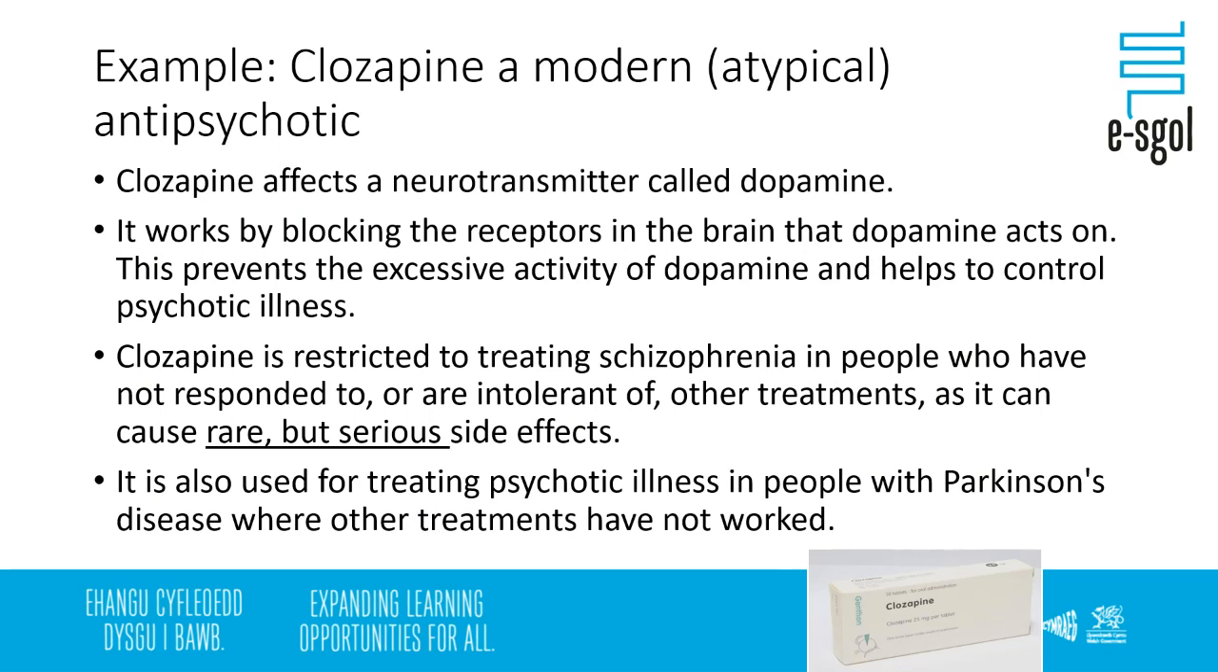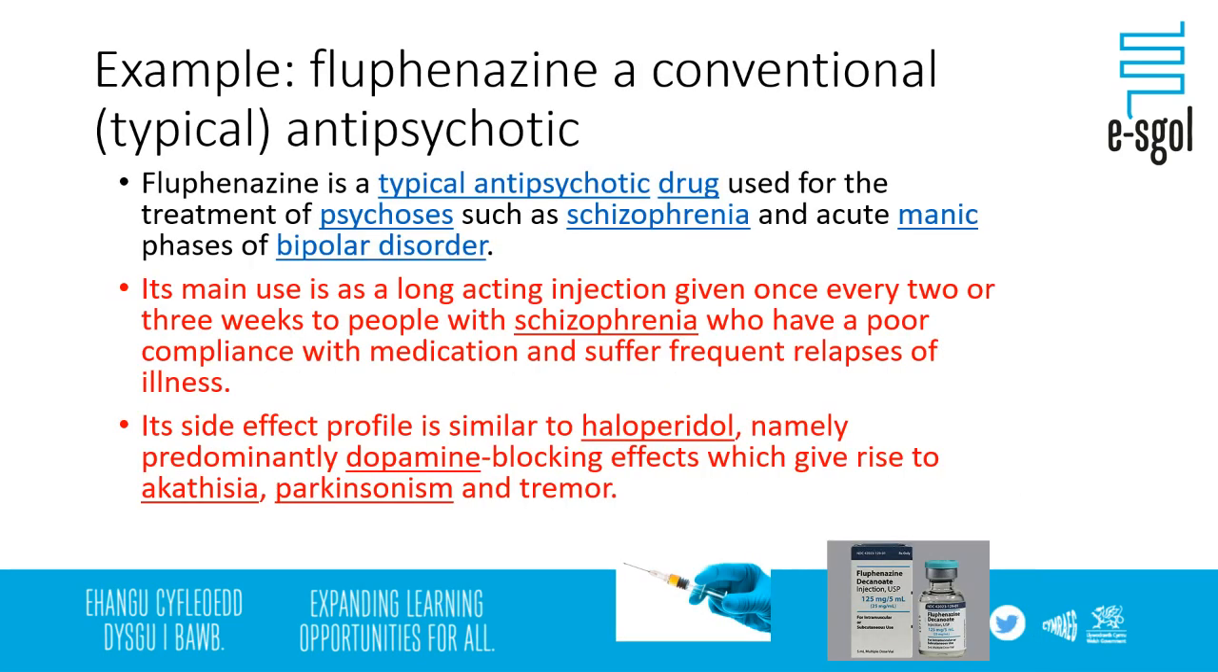And again, I always go on about how important bringing examples are into your answer, and this is, again, something that absolutely does need to be in an answer on methods of modifying. The next example, like I said, is fluphenazine, and that is a typical antipsychotic. It is used for treatment of psychosis, but also acute manic phases of bipolar disorder. So it has multi-purpose, really.